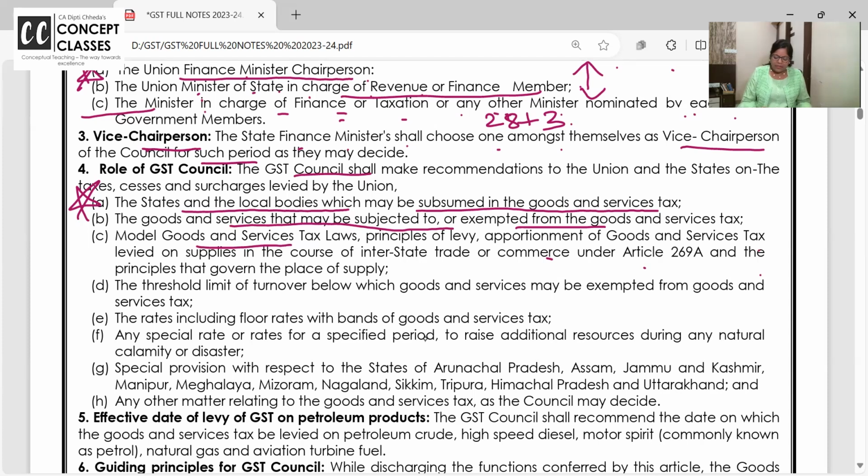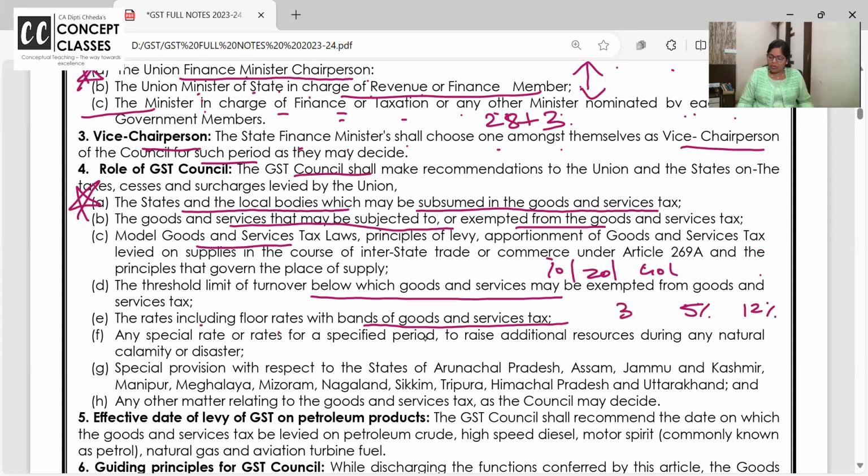The threshold limit of turnover above which you have to register, below which goods and services may be exempt. Okay, up to what limit are they exempt? 20 lakhs. For special category states, it may be 10 lakhs. And only if you are supplying goods, that too within the state, then it is 40 lakhs. Rates including the floor rate with bands of goods and services. Restaurant is also a service, but 5%. There are some goods which are 12%.